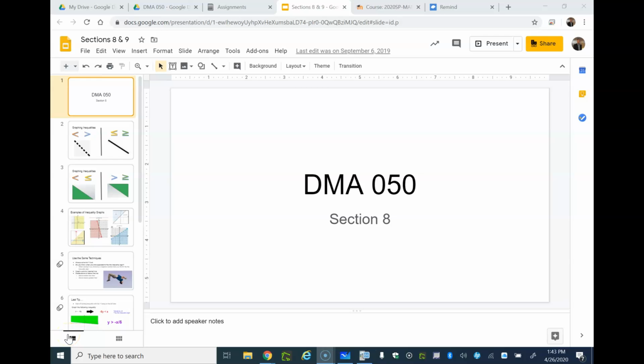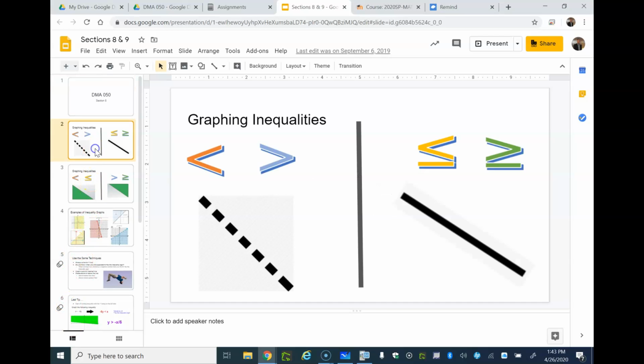For DMA 50, Section 8, we're going to be talking about inequalities. Basically, we're going to be doing everything that we did with the equal sign in the equation, but we're just changing the equal sign to inequalities and then graphing it. So a few things we want to go over before we do some examples.